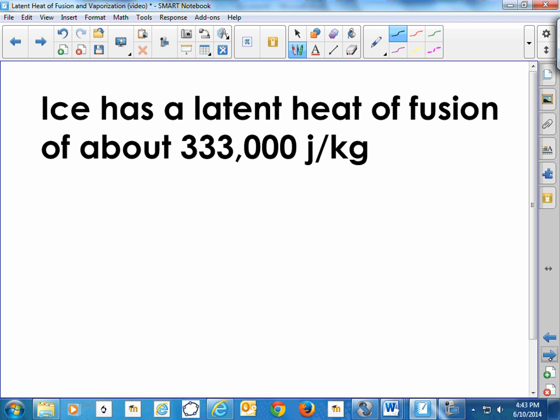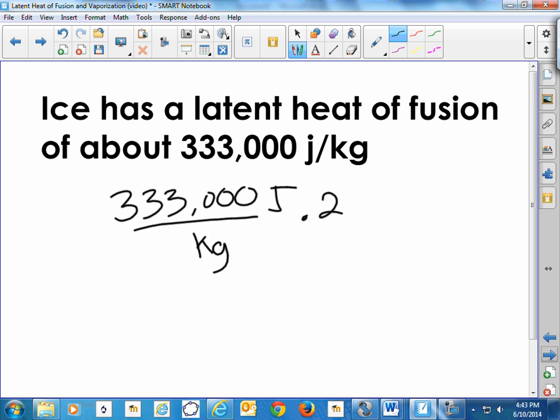And then to melt ice, we have to provide 333 joules for every kilogram, and we're going to melt 2 kilograms. So we'll end up with just joules, and we'll have 666,000 joules to make that ice change to water.